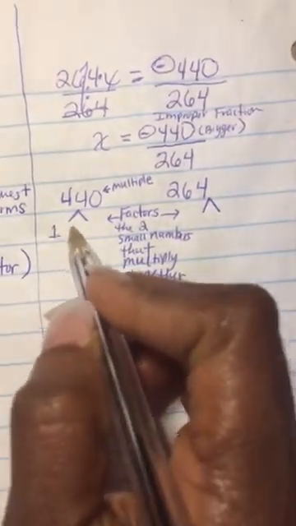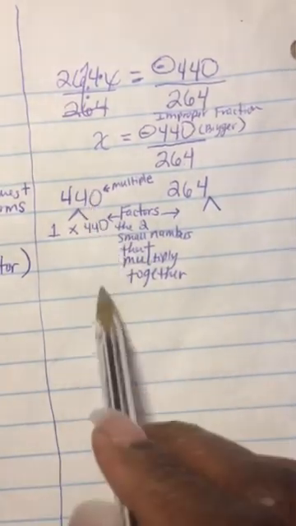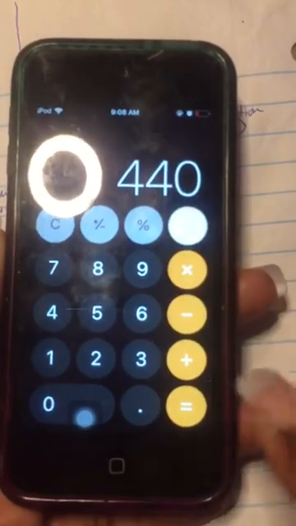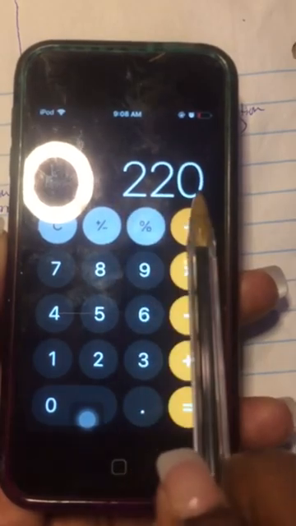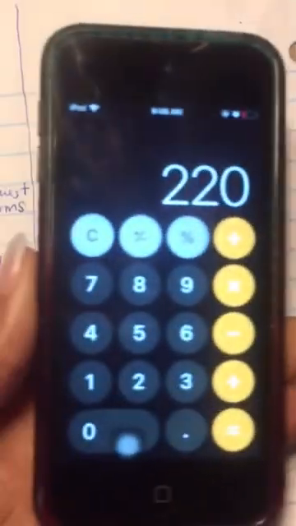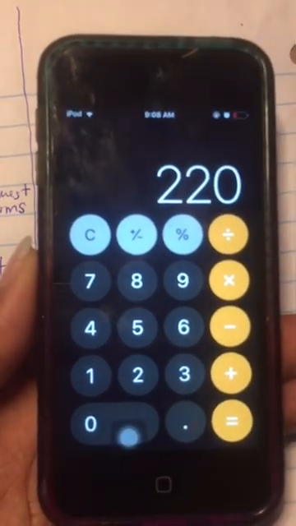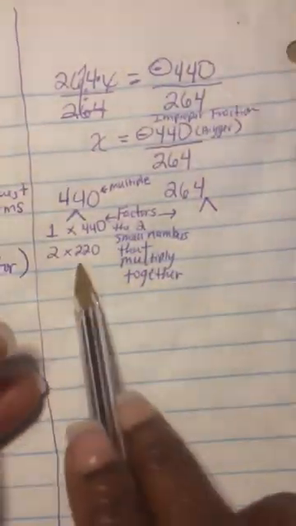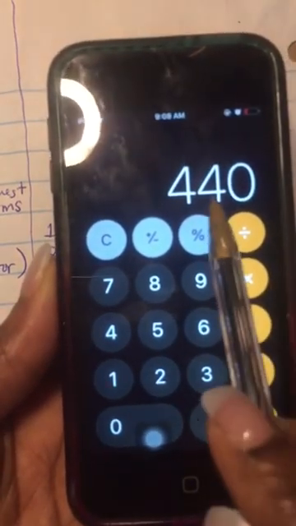So we start out with 1 times 440. Those are the first two factors. In order to find out the other factors, we're going to take 440 and divide it by 2. You can use your calculators on this. That gives us 220. That means 2 times 220 gives us 440. So let's check it. 440 divided by 2 equals 220. So that means that 2 times 220, those are our two factors, is equal to 440. That is correct. And you're just going to keep doing it until you find all the factors, or the small numbers that multiply to give you 440.